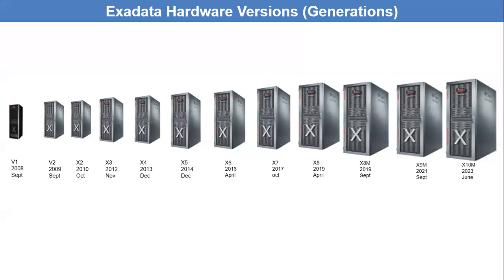So in between, you can see V2, which was released in 2009 September, X2, X3, X4, X5, X6, X7, X8, X8M, X9M, X10M. So these are all the different versions of Exadata or Exadata hardware releases so far. These are also sometimes referred to as Exadata generations.